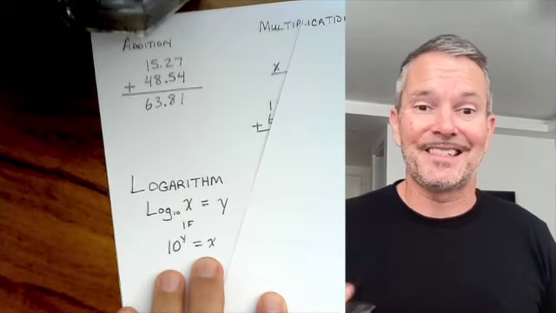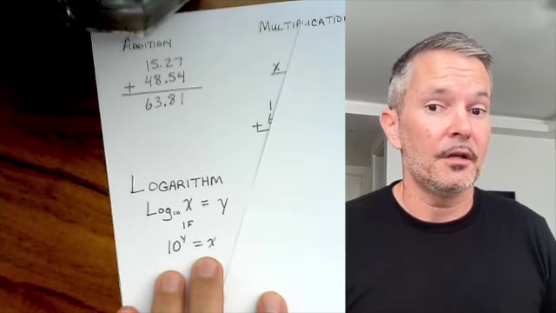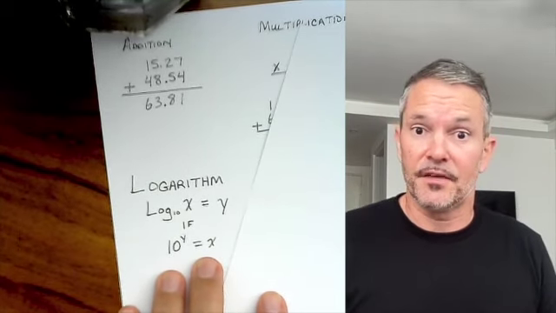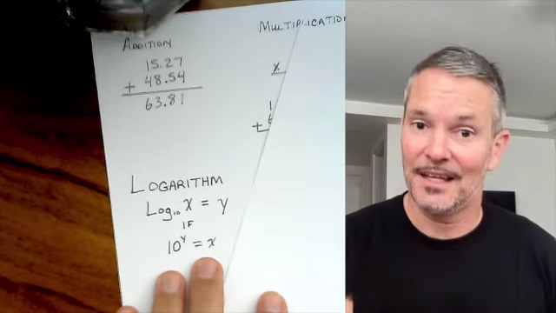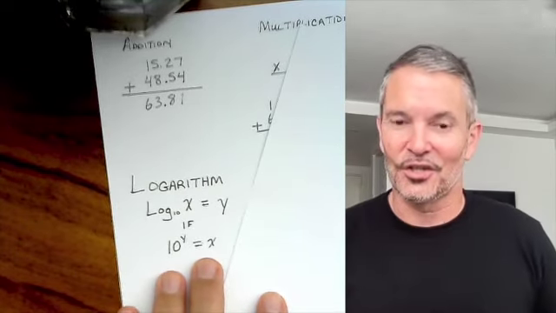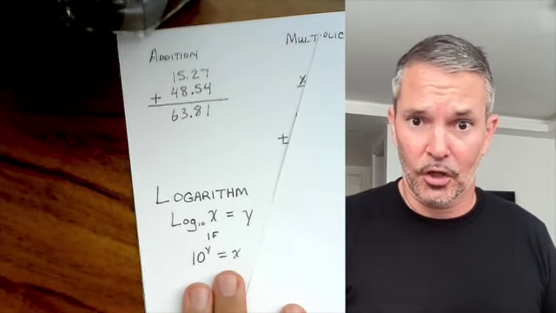To give you a simple example, the log of 100 is 2. Because if I raise 10 to the power of 2, that's 10 times 10, 100. So that's the log of 100. So hopefully this is just a refresher and you've heard of logarithms.